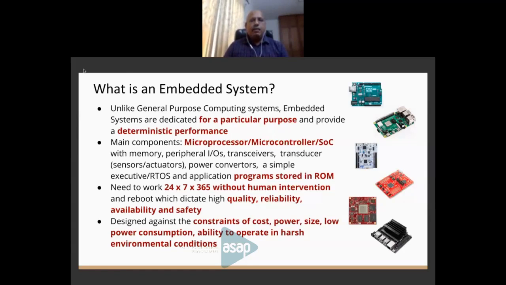And then you will have an RTOS, though an RTOS need not be there in an embedded system, because simple embedded systems like a washing machine or a rice cooker don't need a complex RTOS. Even with a simple executive, which I will explain later, you will be able to write software and make it provide the services that you want. But for complex embedded systems, you need to have an RTOS so that application development becomes simpler.